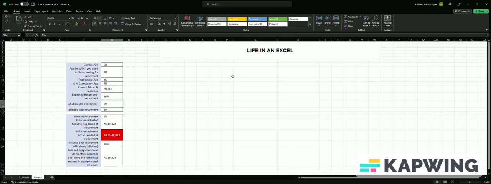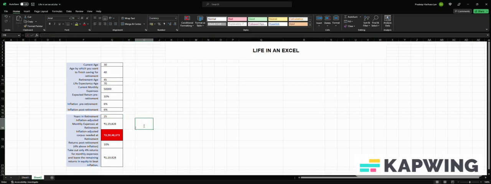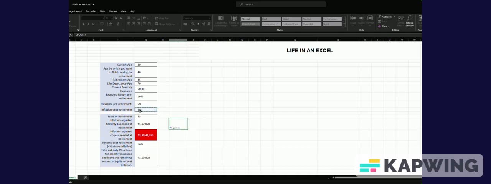Now to calculate the amount needed, first we need to calculate how many years we are going to spend in retirement. I'm retiring at 45, and I need a corpus till 70, right? So 25 years in retirement. Now in Excel, we have a function called future value. What is the future value of the current 50,000 rupees when I am retiring? Currently I am 30 years old and I'm retiring at 45, so 45 minus 30 is the number of years I have.